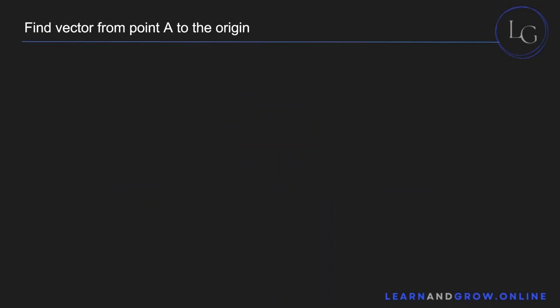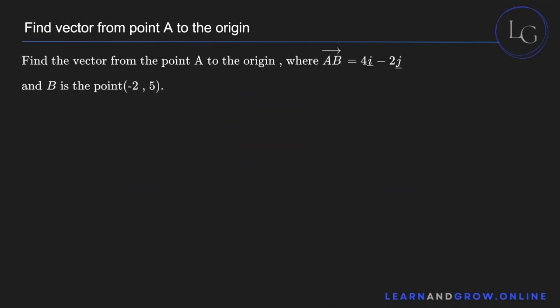Now let's find the vector from point A to the origin. This is the vector given to us: a vector going from A to B, and the vector is equal to 4i minus 2j, right? And B is at the point (-2, -5). Okay? So, here's the thing. AB is equal to 4i minus 2j.